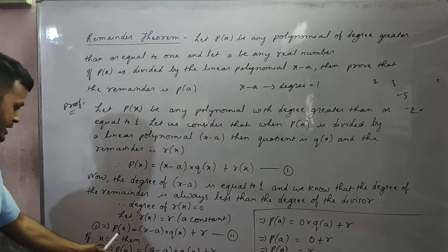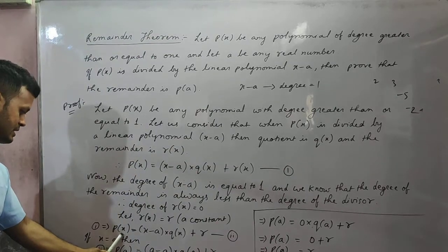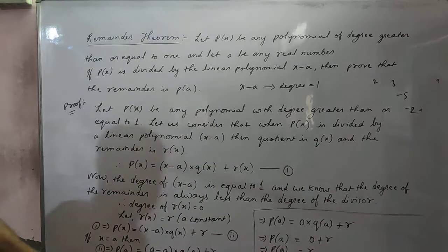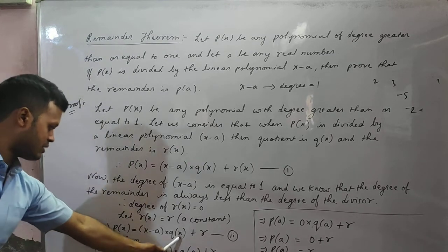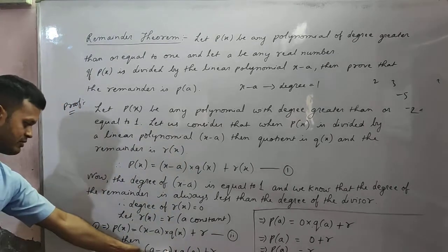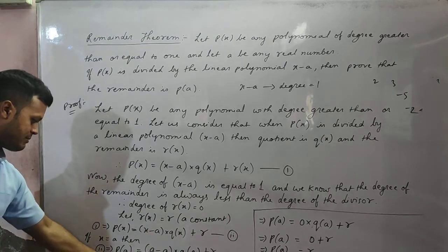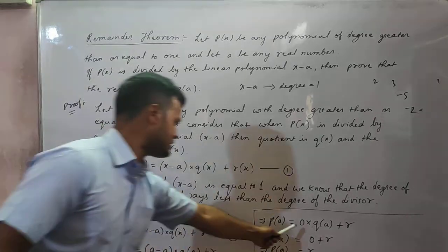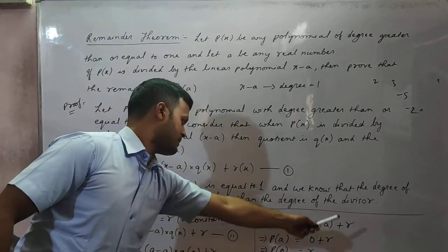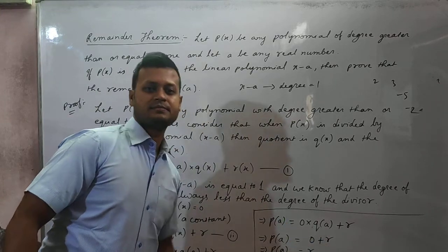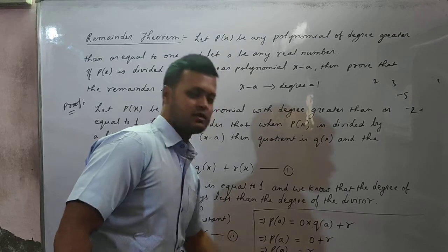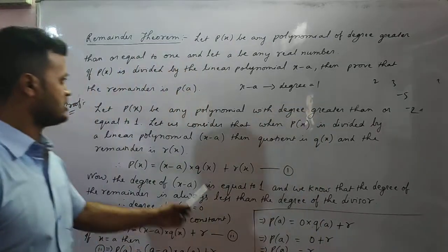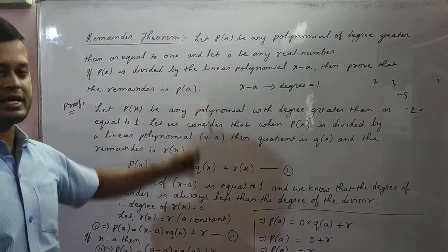in place of x, if we put a, then what will happen? Just check once. In place of this x we are putting a, so here also we will put a. So a minus a will become, how much? a minus a is 0. So 0 into qa plus r. 0 into qa means 0. So therefore pa is equal to r. R means the remainder. So that is what we needed to prove: the remainder is pa, which is r.